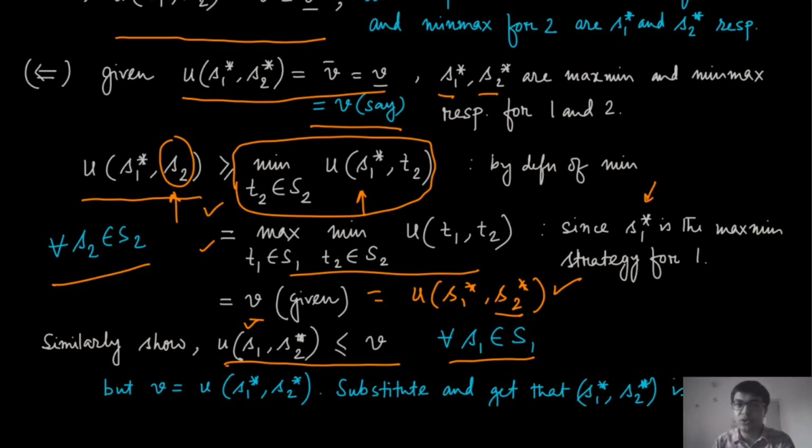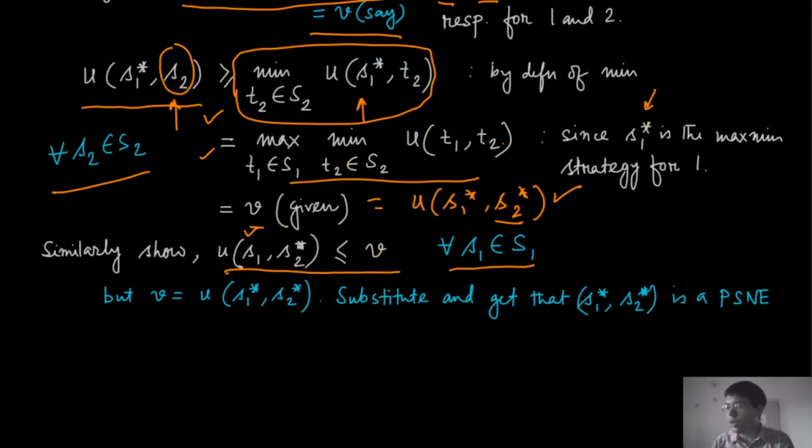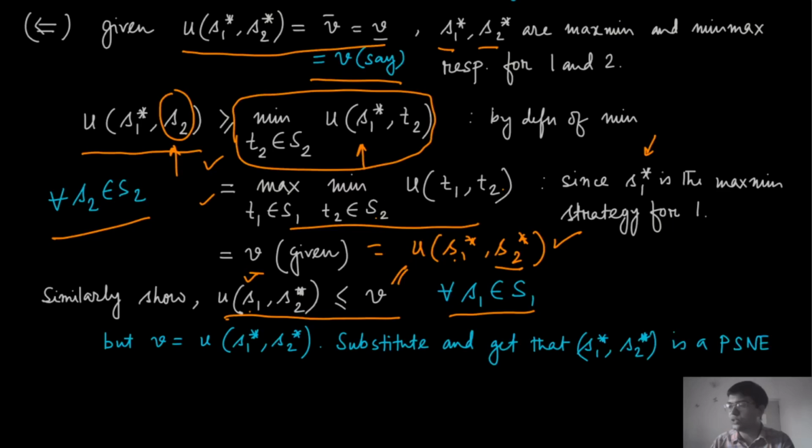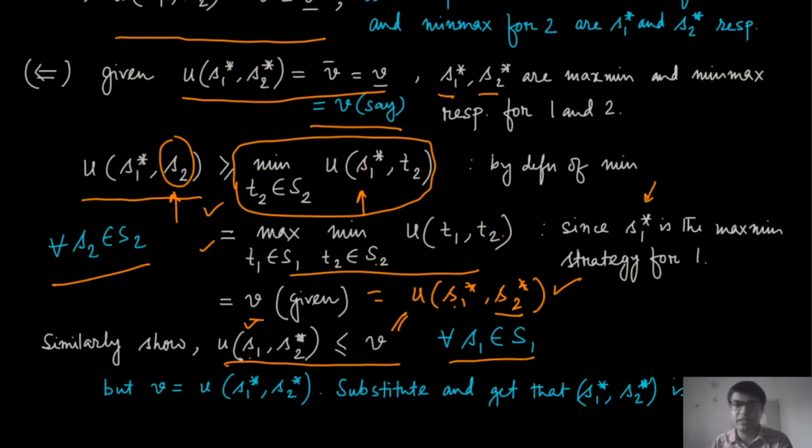Consider that for player 2 the utility is actually the negative of it, while for player 1, this value is actually equal to this one. So if player 1 is moving from S1 star to S1, which is an arbitrary strategy, he is not gaining. That is the definition of PSNE. So essentially we are done. We started with S1 star and S2 star, which are max-min and min-max strategies, and we have shown that the same strategy pair is essentially the PSNE of this game.